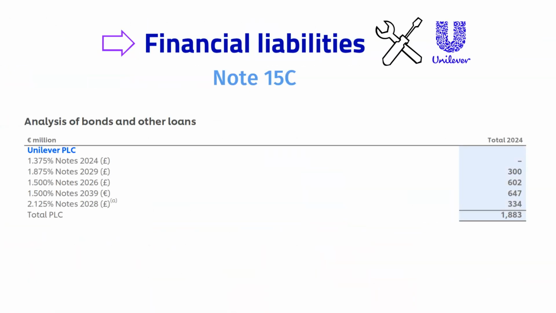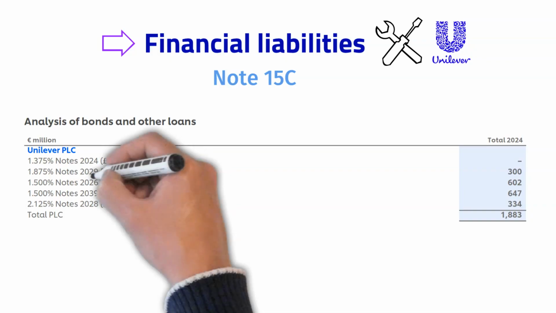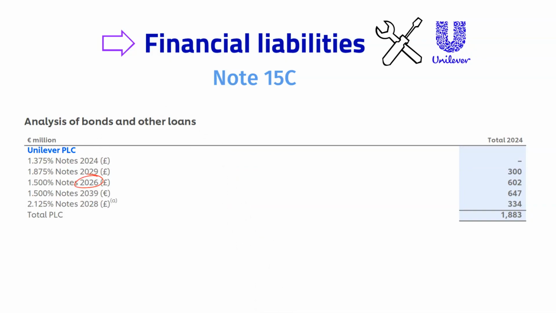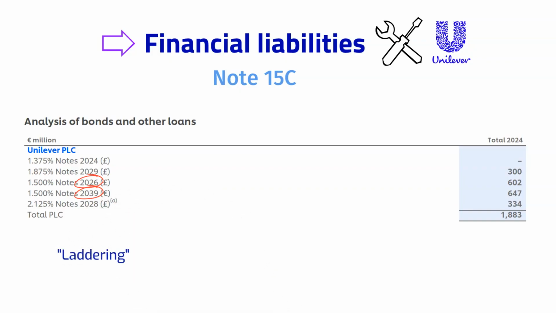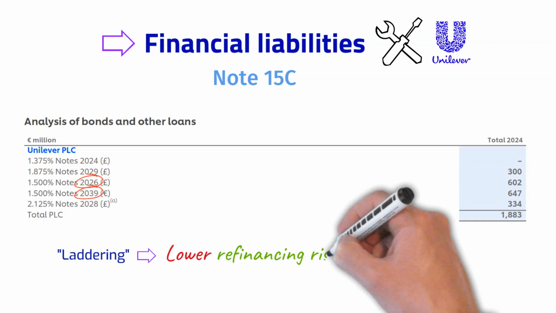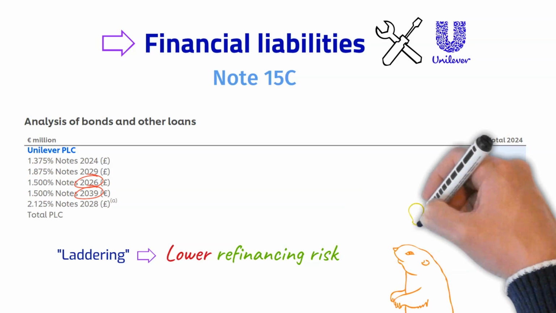Unilever spreads its borrowings across many maturities. Some bonds may mature in 2 years, others in 5, 15 years or even 30 years. This is called debt laddering. It reduces refinancing risk because not all debt needs to be repaid at once.